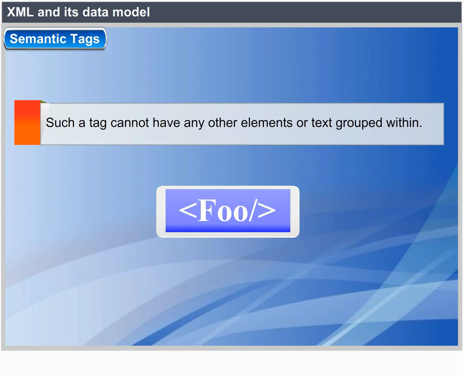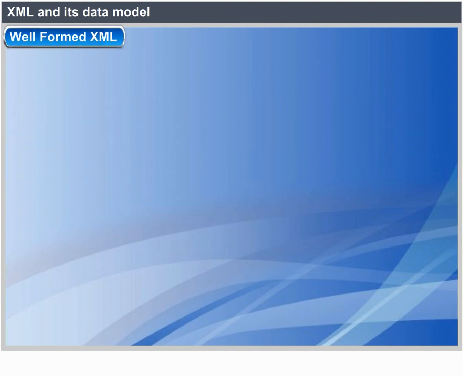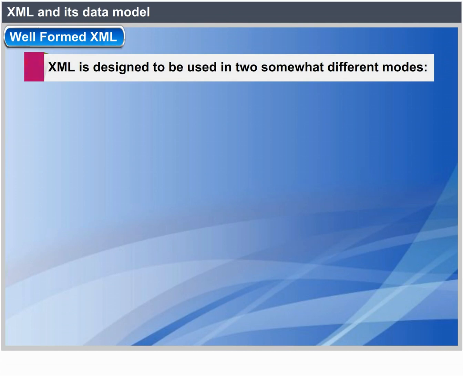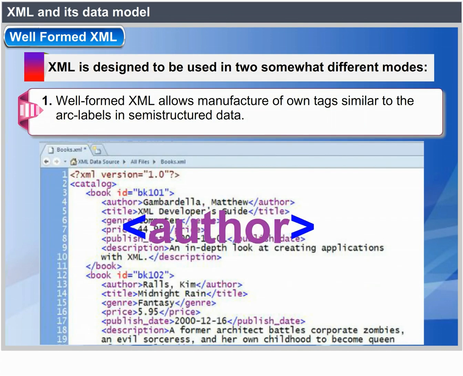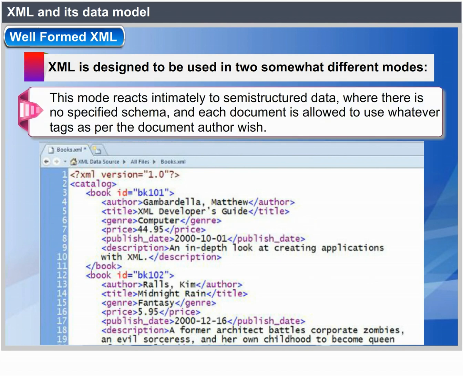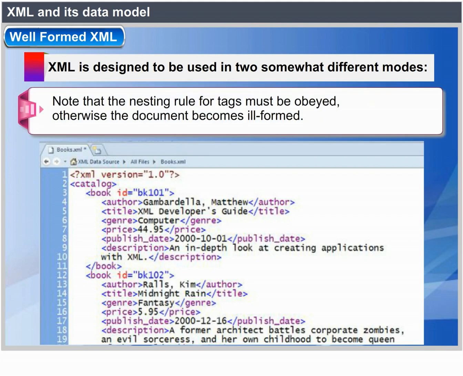Well-formed XML. XML is designed to be used in two somewhat different modes. Number 1. Well-formed XML allows you to invent your own tag. Much like the arc labels in semi-structured data, this mode corresponds quite closely to semi-structured data, in that there is no predefined schema and each document is free to use whatever tags the author of the document wishes. Of course, the nesting rule for tags must be obeyed or the document is not well formed.